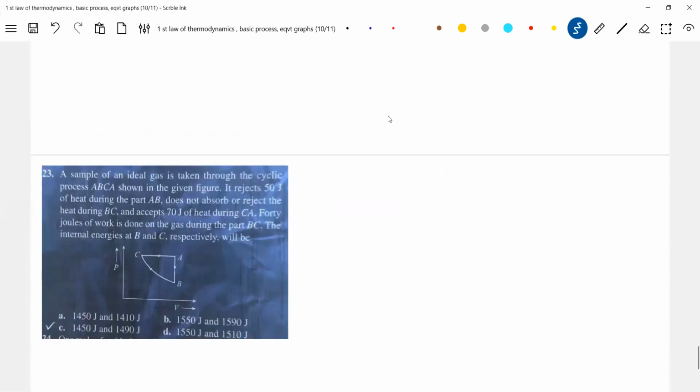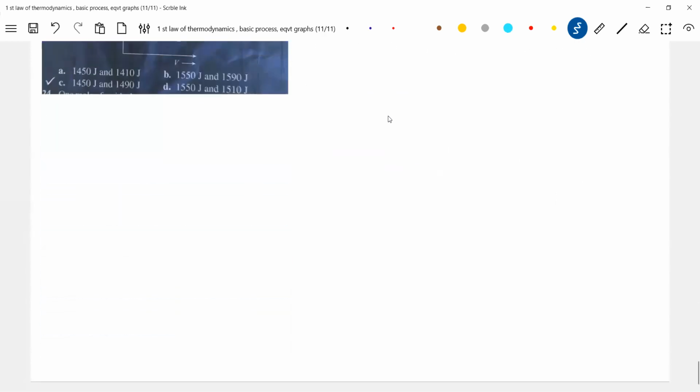Other problems are there, please work them out. Three other problems are there, you have to practice them. Let's go for some equivalent graphs now. This is something very important. You might have studied it in chemistry.